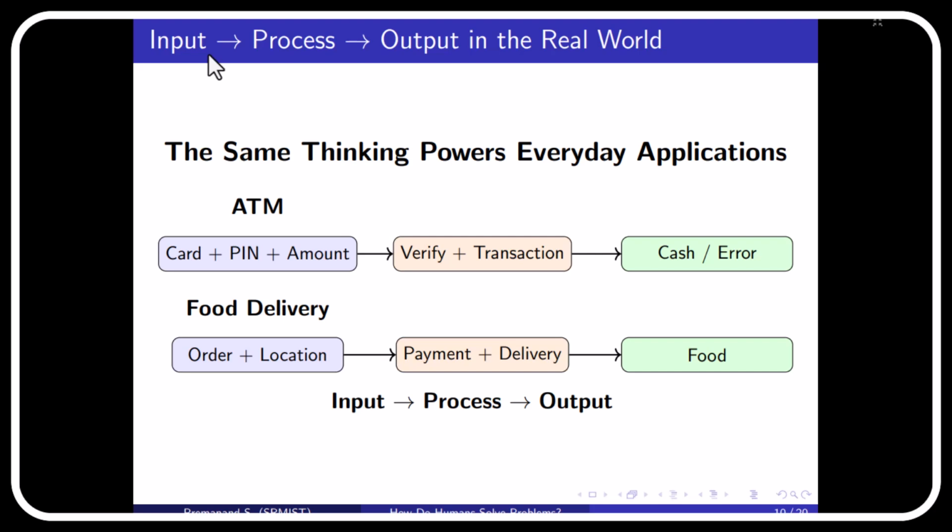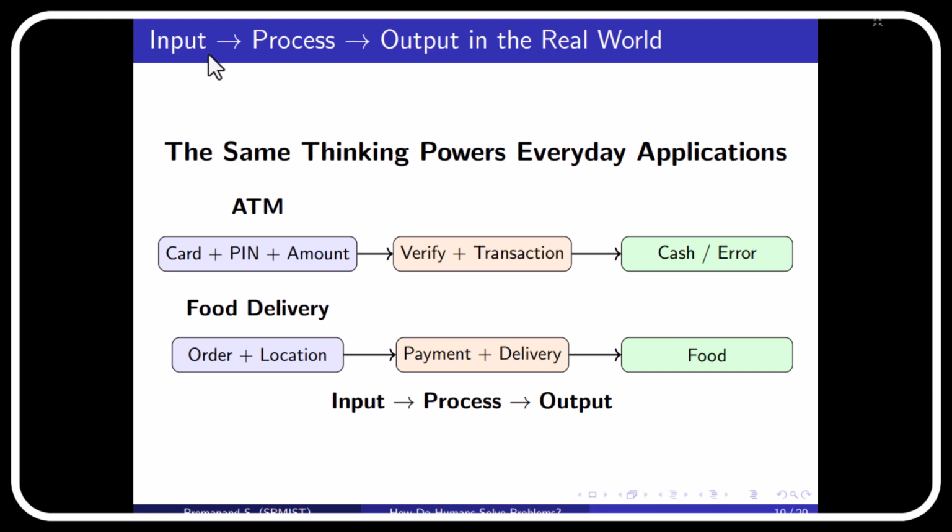Now think about food delivery. Input: order and the location. Process: payment and the delivery notification. What will be the output then? At last, food, right? So whether we are talking about a rectangle or an ATM or a food delivery application, input, process, output is everywhere. So once you learn to see input, process, output, you start seeing programs everywhere.